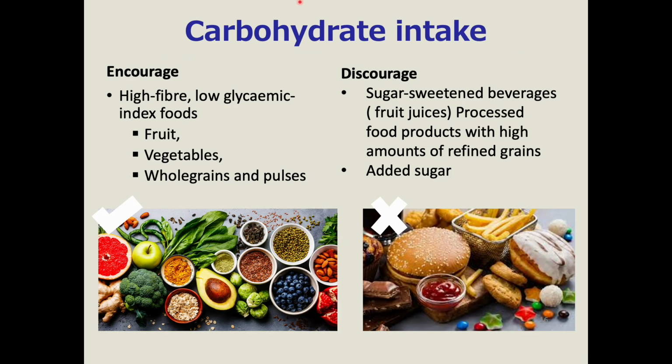Now we will talk about carbohydrate intake. So when we are talking about the carbohydrates, we should encourage the high fiber, low glycemic index foods. The main categories would be fruits, vegetables and whole grains and pulses. And we have to discourage the sugar sweetened beverages like fruit juices and processed food products with high amounts of refined grains, and we should discourage the usage of added sugar.